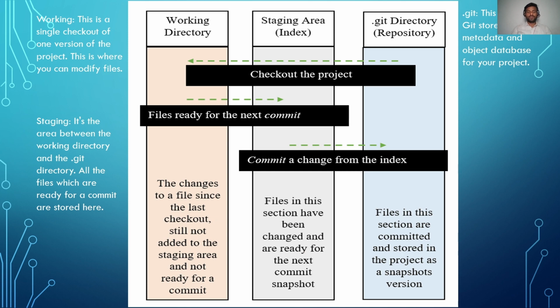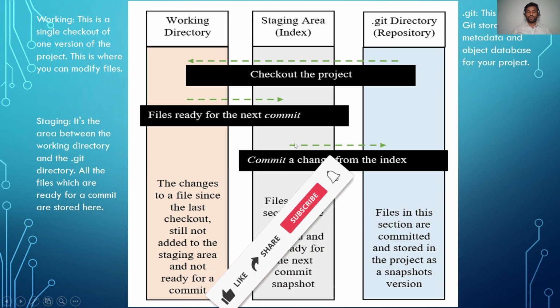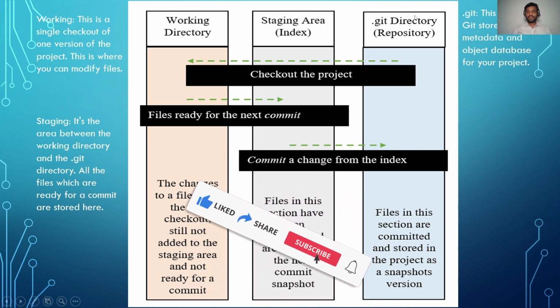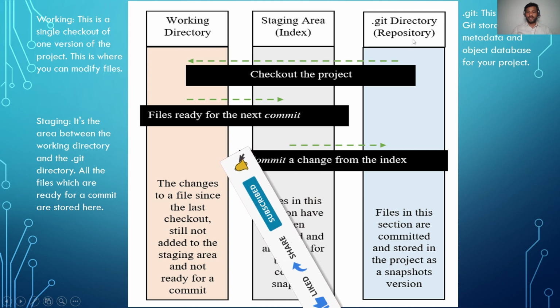Okay, there is one more slide through which we can understand it. Till then I'll read this. Working directory means a single checkout of one version of the project. This is where you can modify files. Staging means the area between the working directory and the .git directory. All the files which are ready for a commit are stored here. So in the staging directory, files are stored, but it depends which files need to be committed to the .git directory.